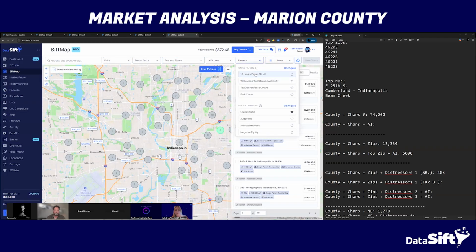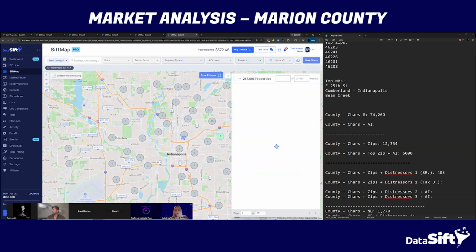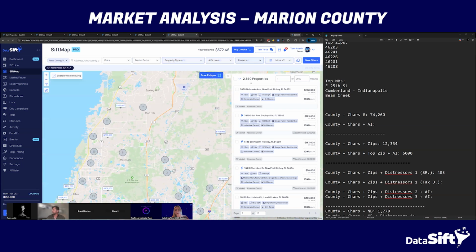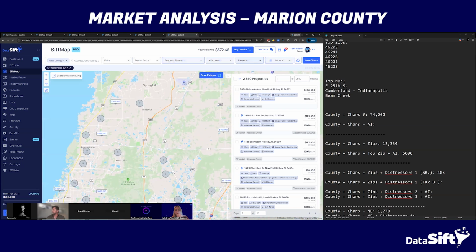Let's say I want to go to Pasco County with an 80 plus AI score. I can just click on that filter preset and it's going to take me all the way down to Pasco County from Indianapolis. And it's going to show me my 2,850 properties that fit: 10 plus years of ownership, an 80 plus AI score, senior owners in Pasco County. And I can select those and download them.